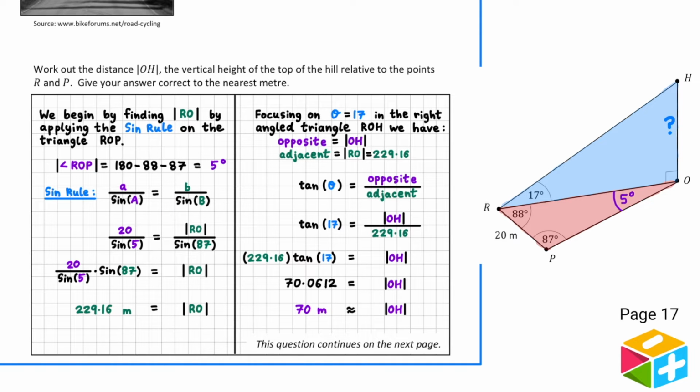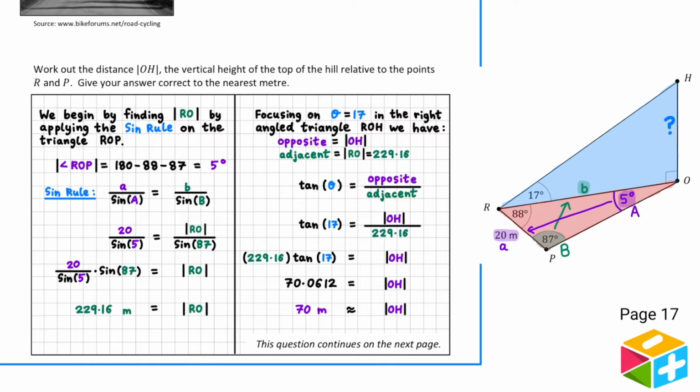Here, I'll label the 5 degrees as capital A. The side opposite this, the 20 meters, will be labelled as lowercase a. I'll label the 87 degrees as capital B, and the side opposite this, RO, will be little b. Let's sub these into our formula.